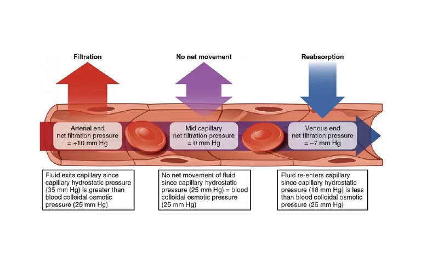Now, another quick revision of what are the pressures in the capillary. You can see here at the arterial end, the pressure is 10 millimeters of mercury. In the mid capillary, it's 0 millimeters of mercury. Why? Because here the fluid exits the capillary, since the capillary hydrostatic pressure is greater than the blood colloid osmotic pressure. And then there is no net movement of fluid, since capillary hydrostatic pressure is equal to the blood colloid osmotic pressure. Now, here the fluid enters the capillary. Why? Because here now you can see there is negative 7 millimeters of mercury.